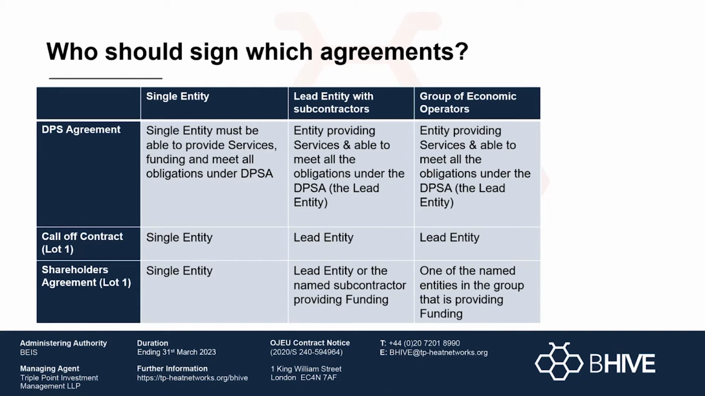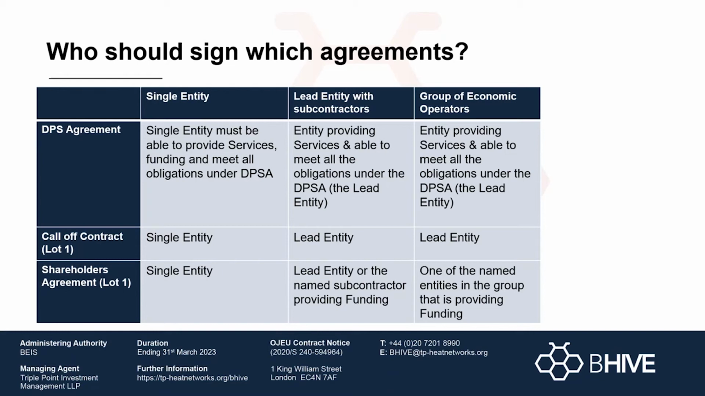Previously, it would have been the fund being the lead entity, but now we require that the fund manager acts as the lead entity and completes the SQ, as they will be the ones providing the services and able to meet the obligations under the DPSA. So before starting your submission, you should identify which entity is able to meet those obligations and therefore sign the DPSA, and it is that entity that should be completing the SQ as the lead entity.